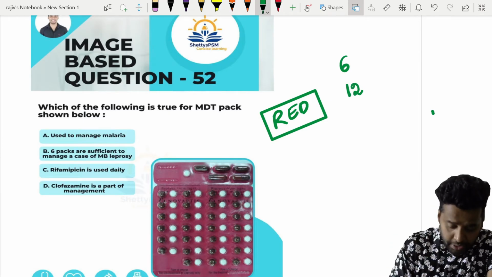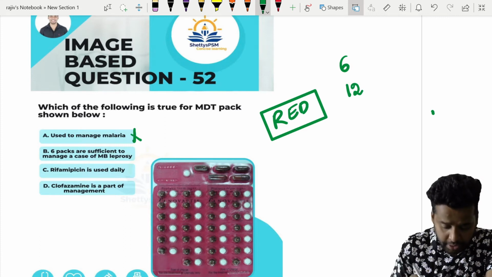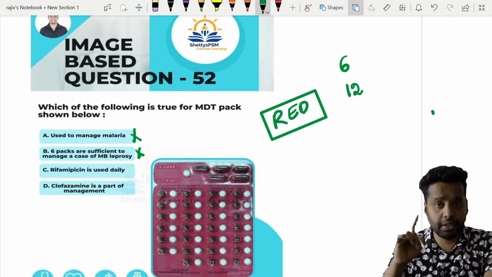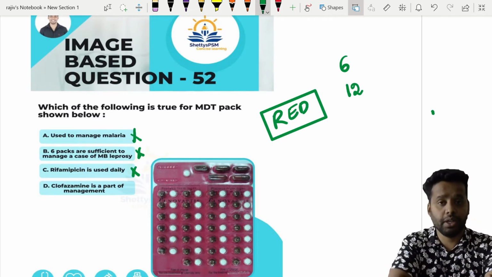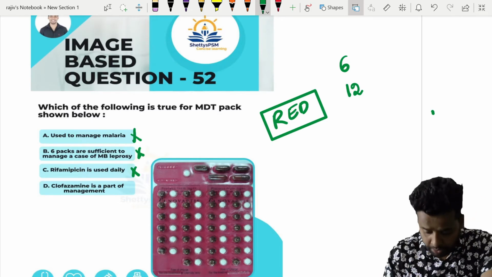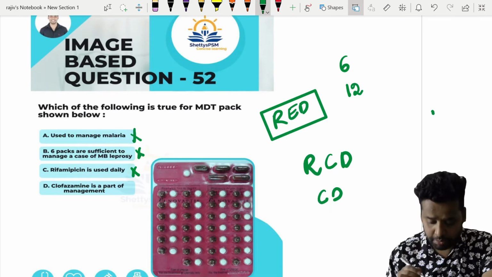It is used to manage malaria? No, leprosy. 6 packs are sufficient to manage a case of multibacillary leprosy? No. Pauci it is 6, multi it is 12. Rifampicin is used daily? No, it is used on day 1. Day 1 when the patient comes to you, you are using rifampicin, clofazimine and dapsone. For the remaining days, clofazimine and dapsone.